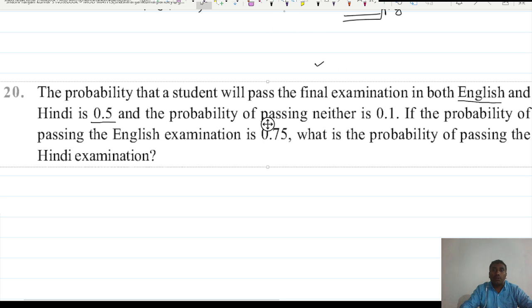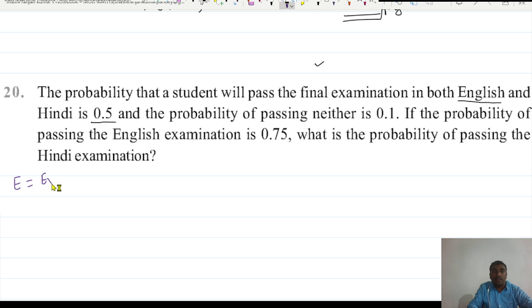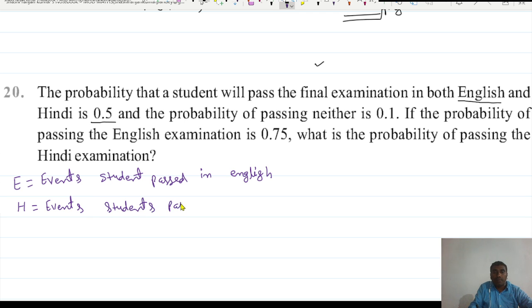Let us write E as the event that a student passed in English, and H as the event that a student passed in Hindi. So a student passed in English and a student passed in Hindi here.